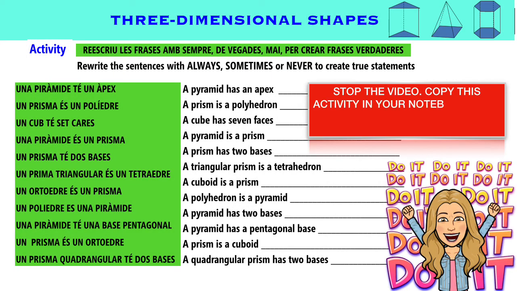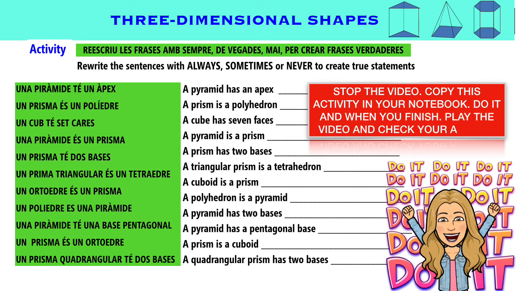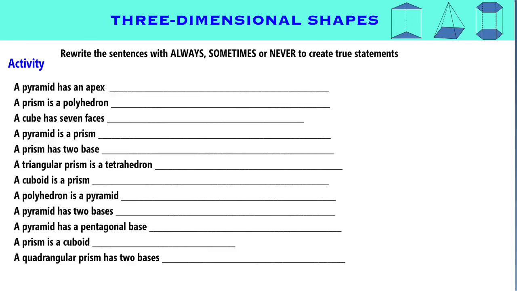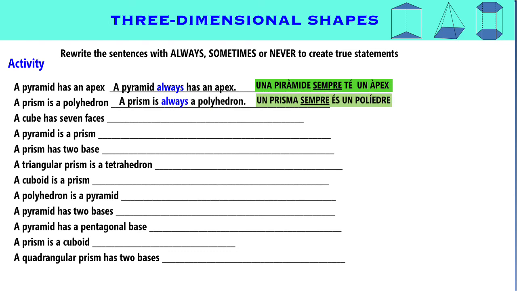Stop the video, copy this activity in your notebook, do it, and when you finish, play the video and check your answer. Rewrite the sentences with always, sometimes, or never to create true statements. A pyramid always has an apex. A prism is always a polyhedron.